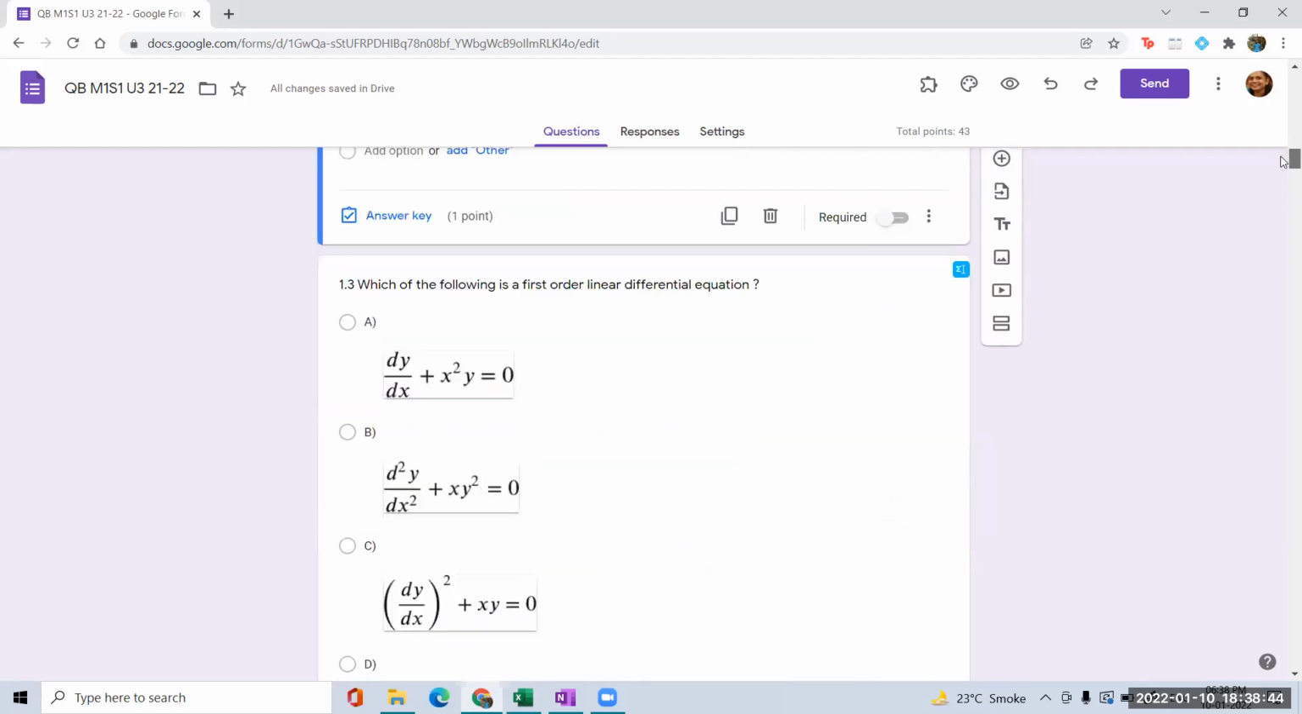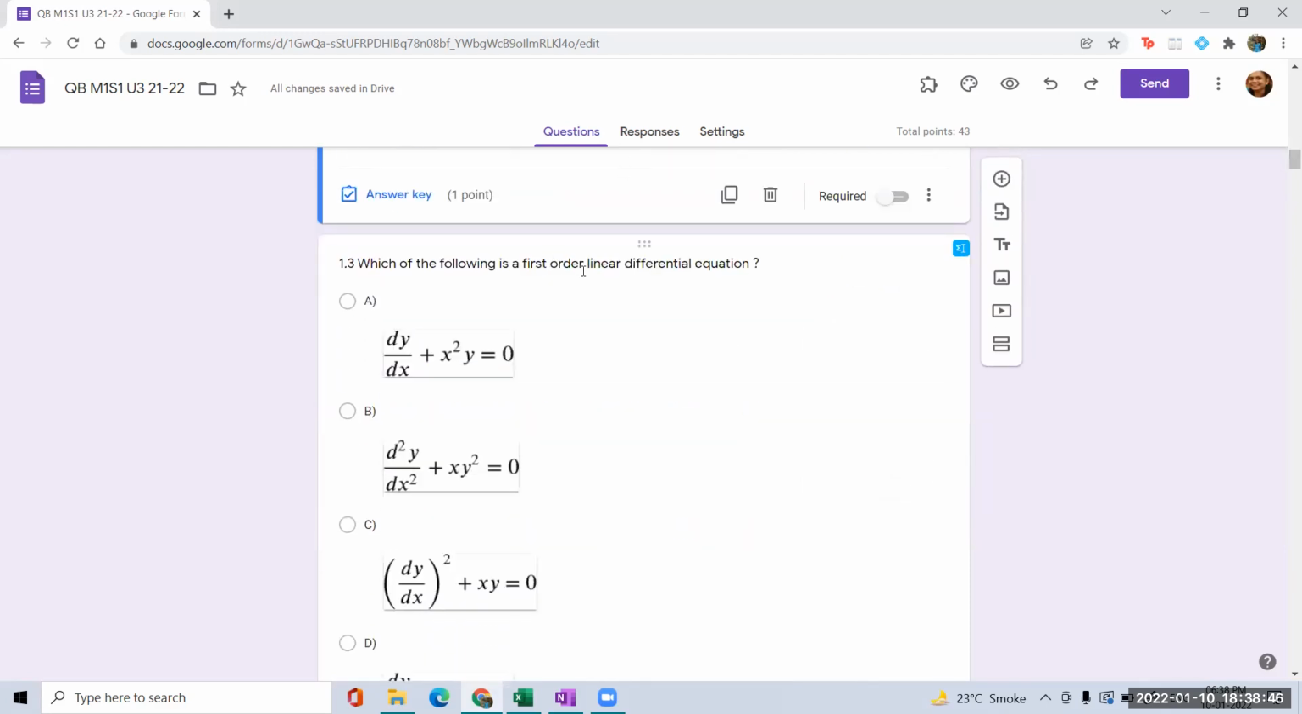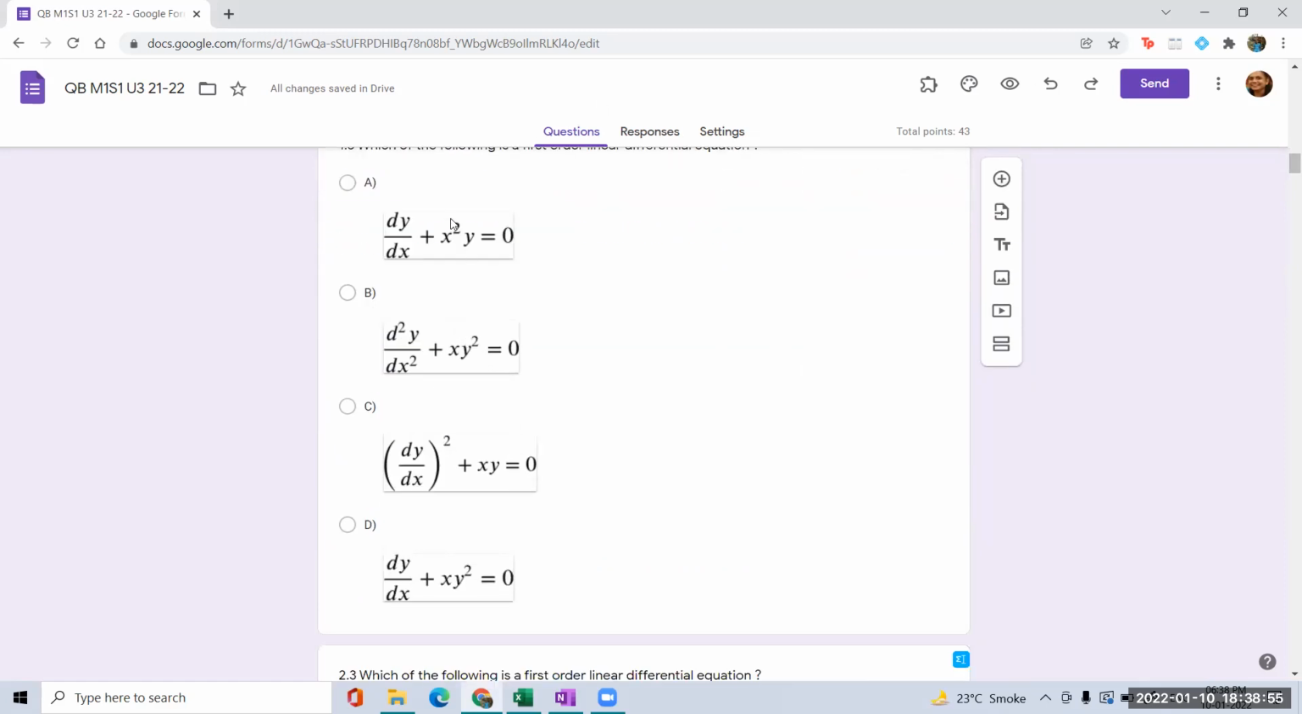Let us move to the next question. Which of the following is a first order linear differential equation? Now, first order means only the dy dx term can appear. So answer B is out of question. The d2y dx2 is there, so this cannot be there. And another thing is you cannot have a power of y over here.